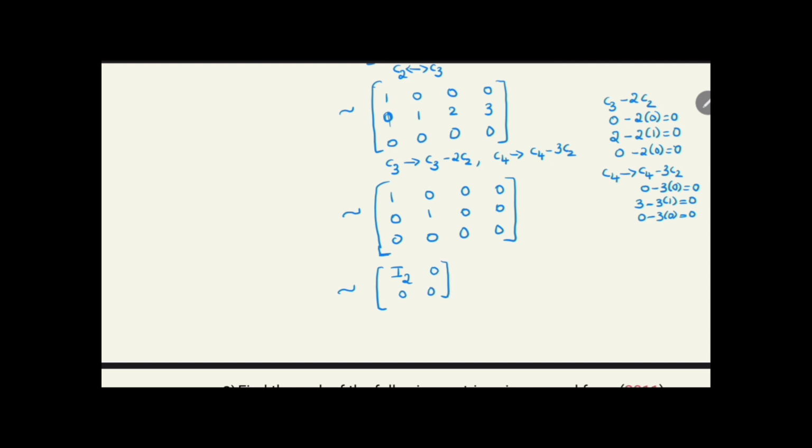So now what is the rank of the matrix? Rank of the matrix is equal to 2 because the suffix is 2. Or you can also check for the number of non-zero rows. The non-zero rows are R1 and R2. So 2 non-zero rows. The rank is 2. Hope it is clear for you students.